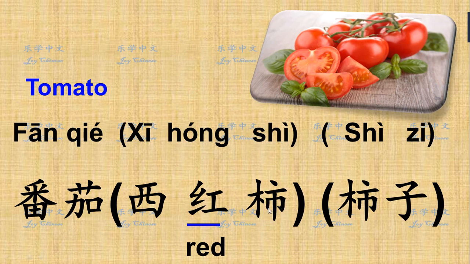There's another name, it's called directly 柿子. Sometimes it's a little bit confusing because in some places we have another kind of fruit named 柿子. So you need to be careful, it might be something else. It grows on the tree. This one in the middle, 西红柿, is the most common one.